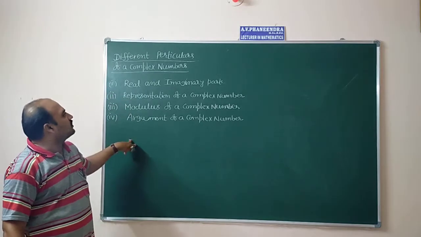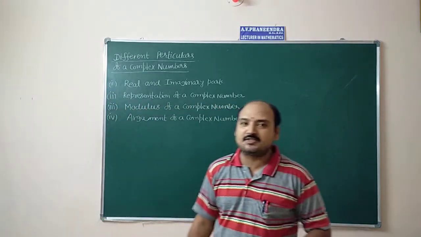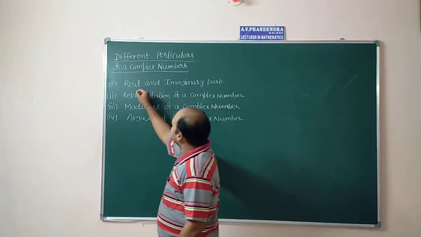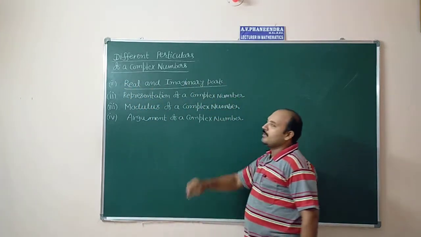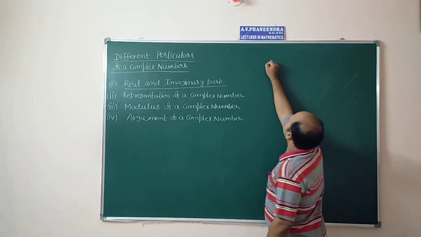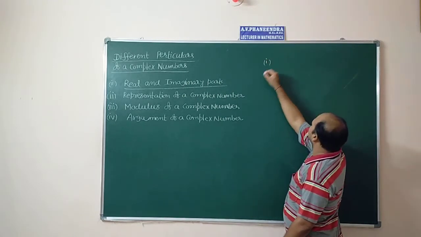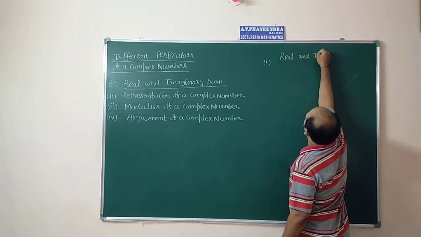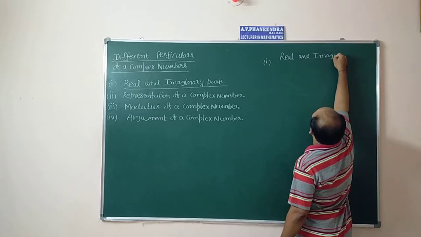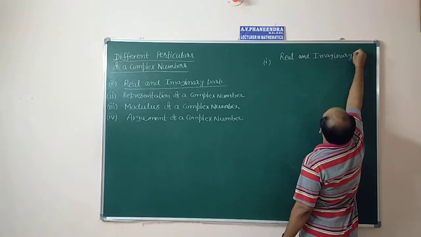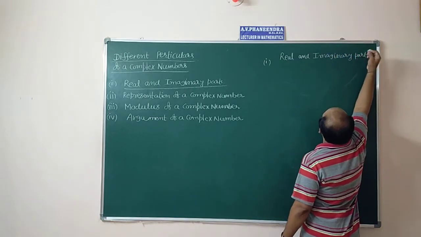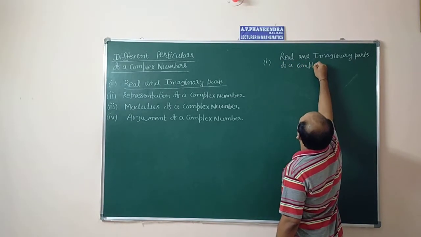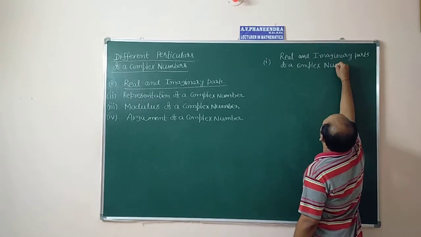These are the four particular things about complex numbers. One by one, I am going to discuss now. First, I am going to discuss real and imaginary parts of a complex number.